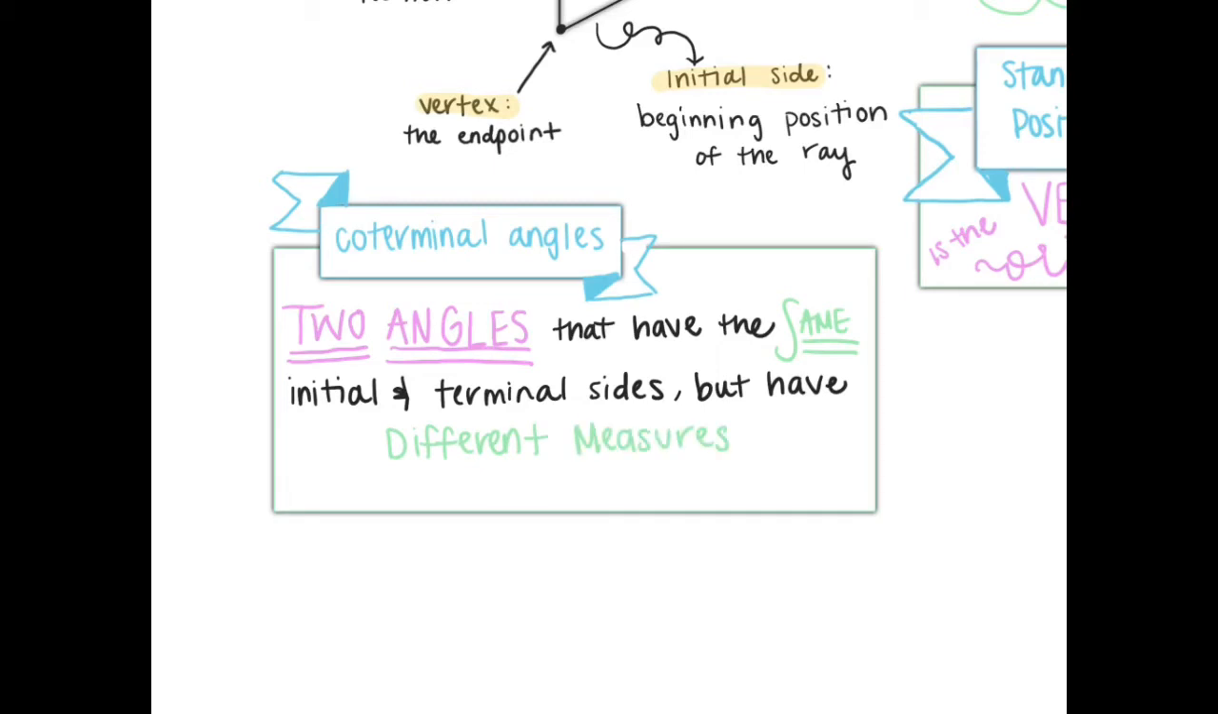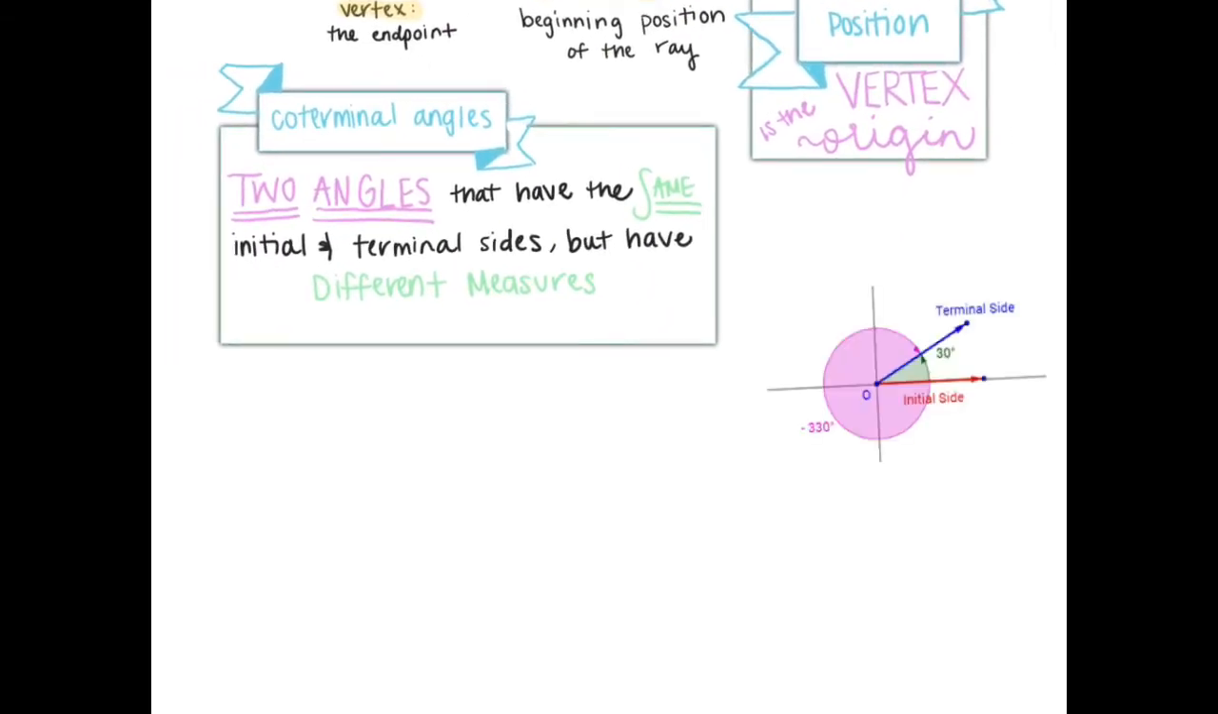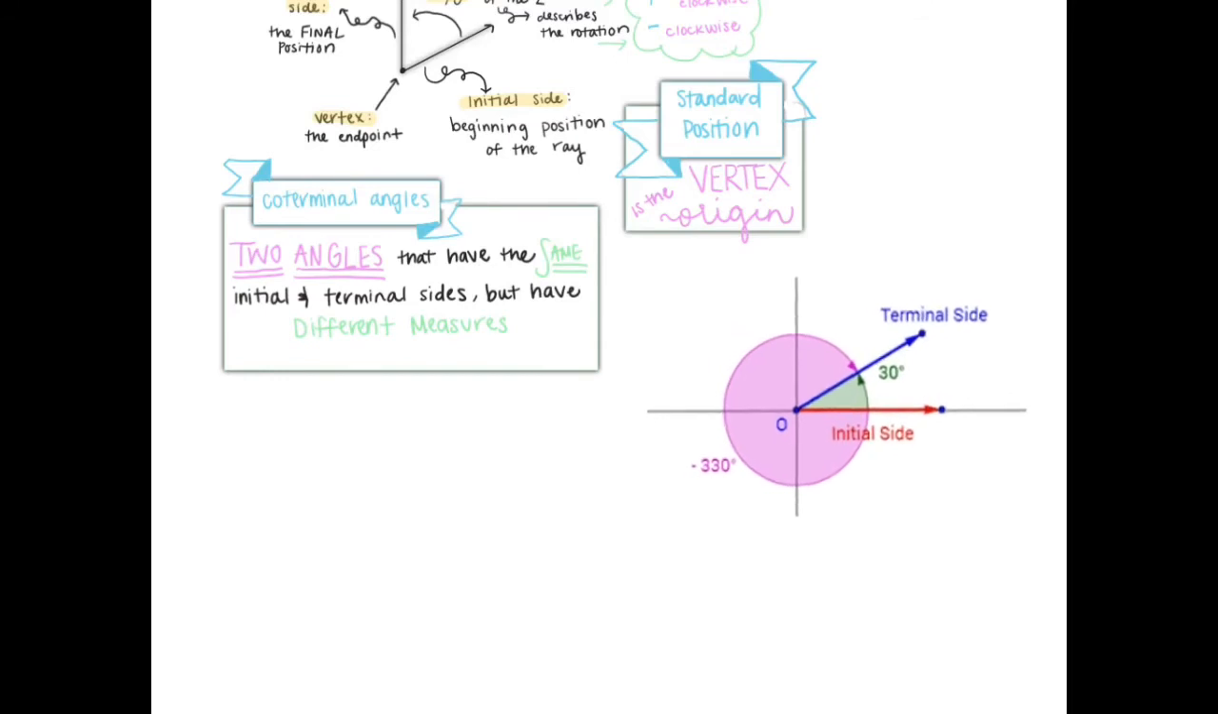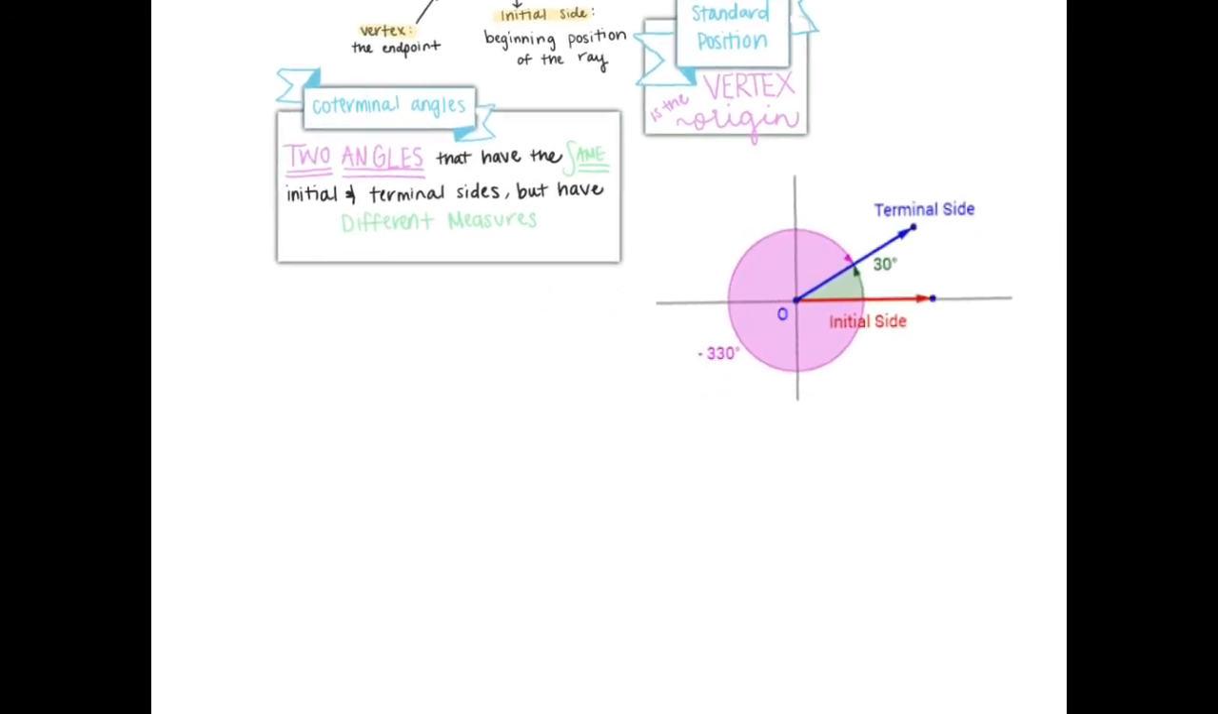So now let's take a look at a picture of what I mean. In this picture, my red side is my initial side, and my blue is my terminal. The pink and the green are showing you different angle measurements of where I'm going clockwise versus counterclockwise, where I would have those coterminal angles.